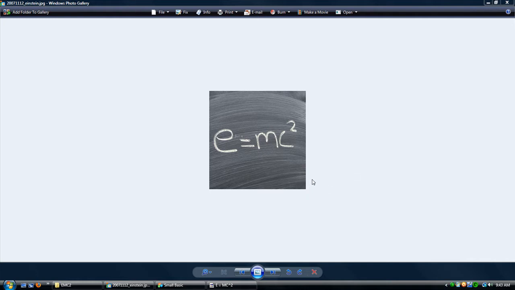Just a couple of details about this formula that we need to know is that mass is in kilograms, not pounds, as we tend to be used to. And then the speed of light is a constant, and that is known to be 300 million meters per second. So with that in mind, let's look at the application that we're going to write.